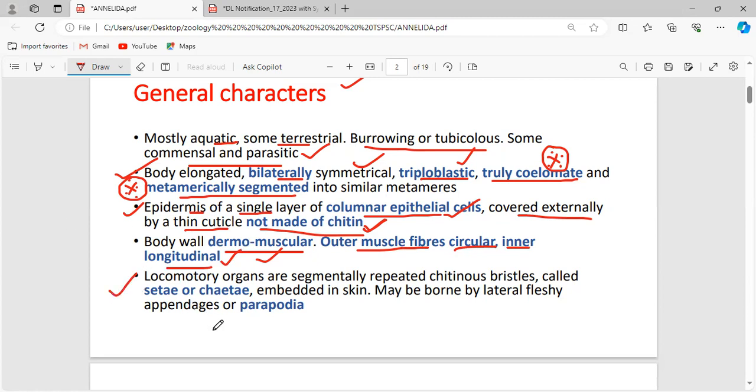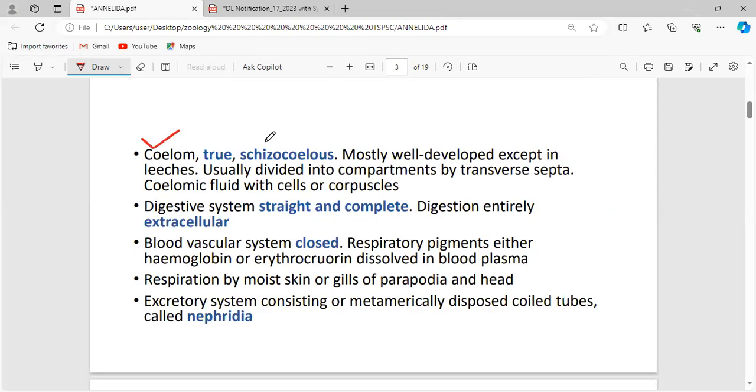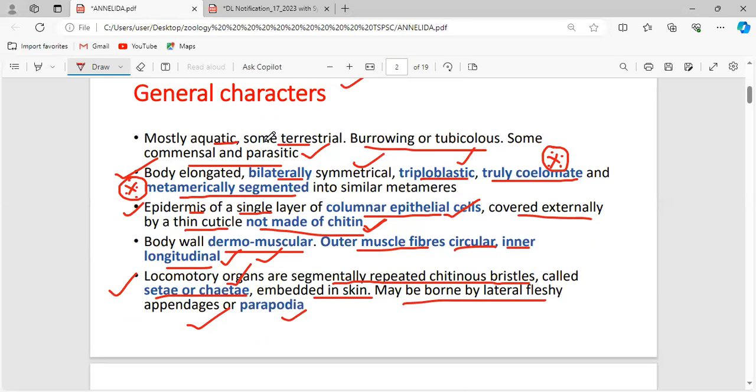And what about the locomotory organs? The locomotory organs are segmentally repeated chitinous bristles, and that particular structure is called setae or chaetae. So the locomotory organs in the phylum Annelida are the setae or chaetae, embedded in the skin, which may be borne by lateral fleshy appendages or parapodia. So parapodia also deal with locomotion. Clear? Now, we know the organisms placed under this particular phylum come under truly coelomate animals.